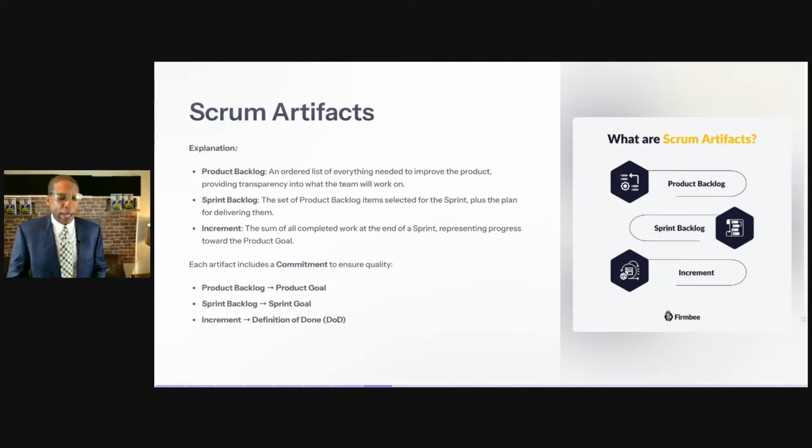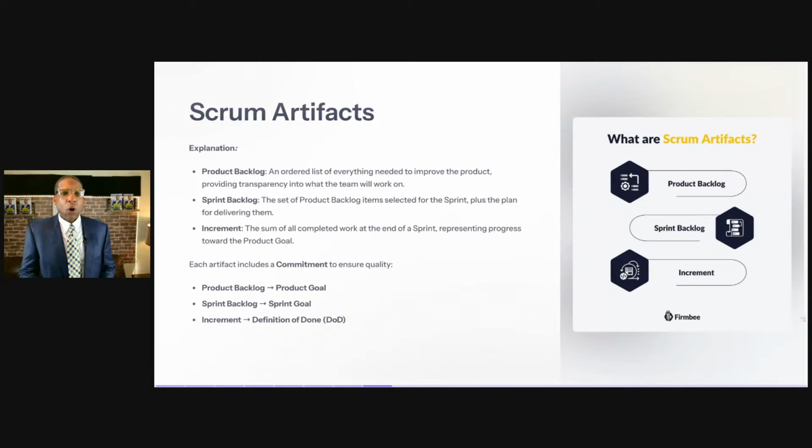What is a product backlog? A product backlog is an ordered list of everything that is needed to improve the product, providing transparency into what the team will work on. A sprint backlog is the set of product backlog items selected for the sprint, plus the plan for delivering them.